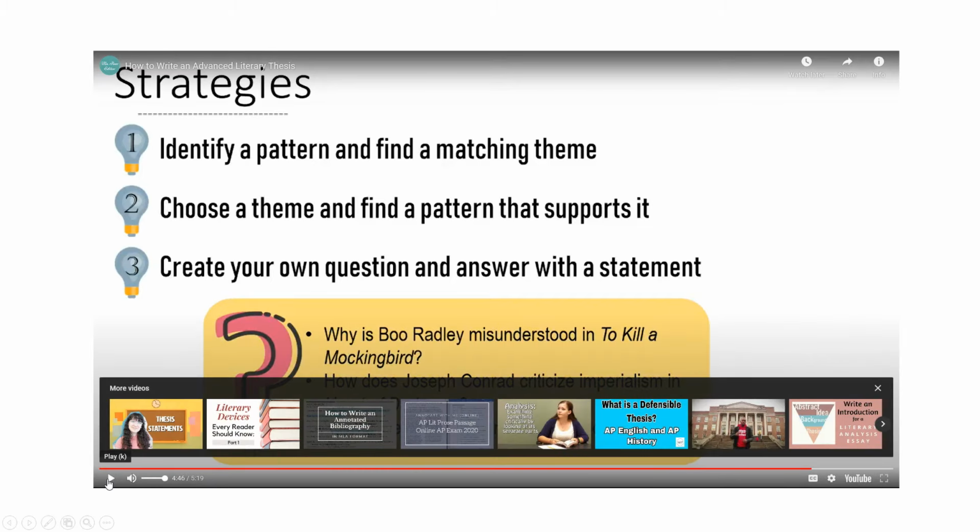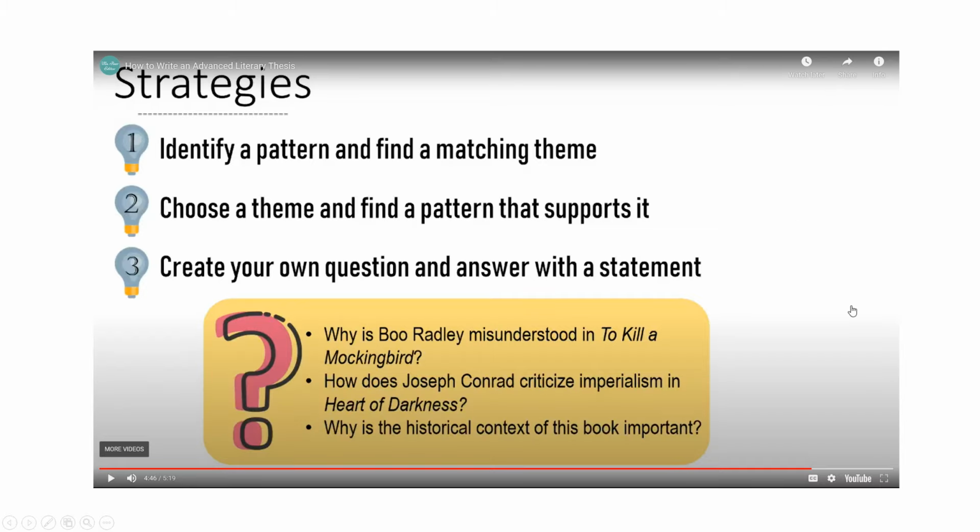Okay, guys, I'm going to pause it there because basically when we look at that, number 3 is essentially what you'll be asked to do with this type of writing on the timed essays. When College Board gives you the question, you answer it with a statement, right?